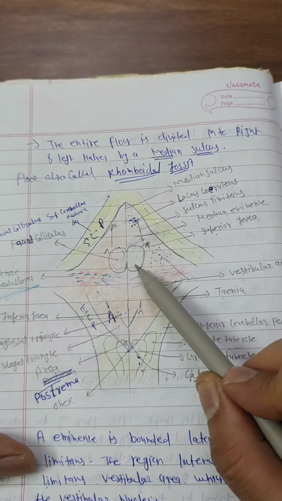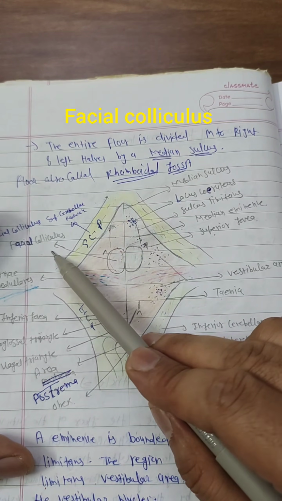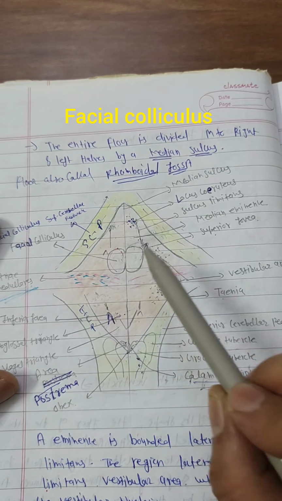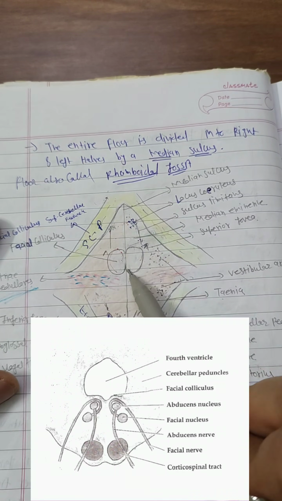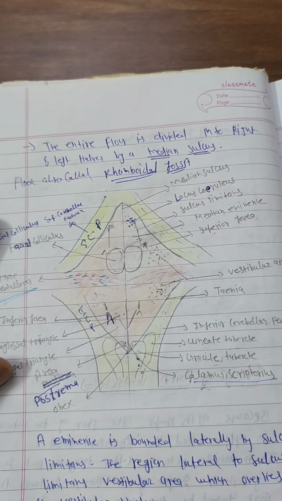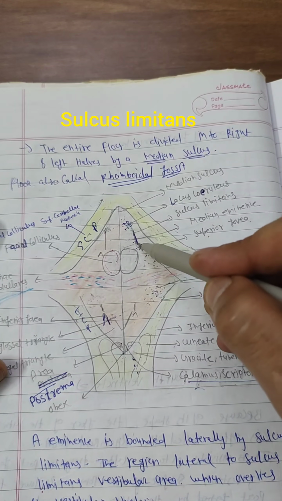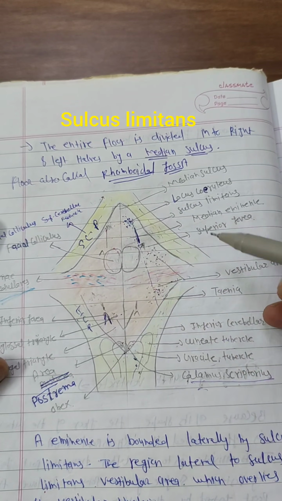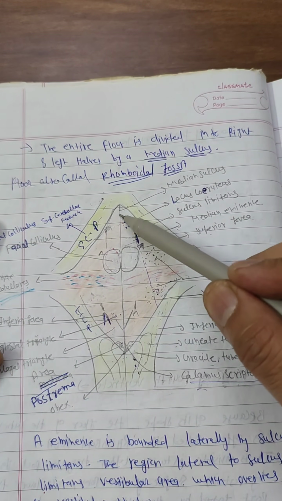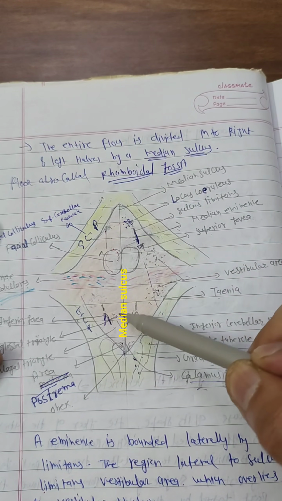Just above the stria medullaris you can see this round swelling, the facial colliculus, which is produced by the nucleus of the facial nerve. Just above the facial colliculus you can see this sulcus, the sulcus limitans. In the center, this sulcus is known as the median sulcus.